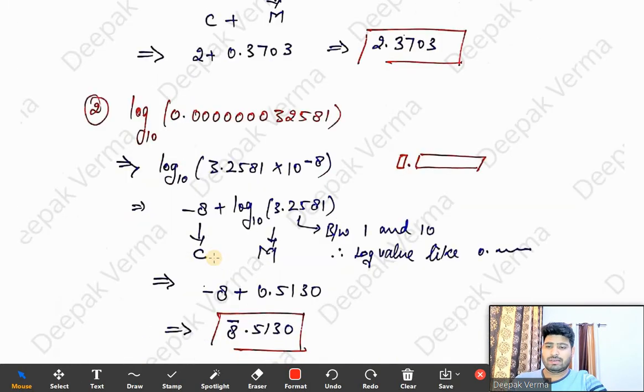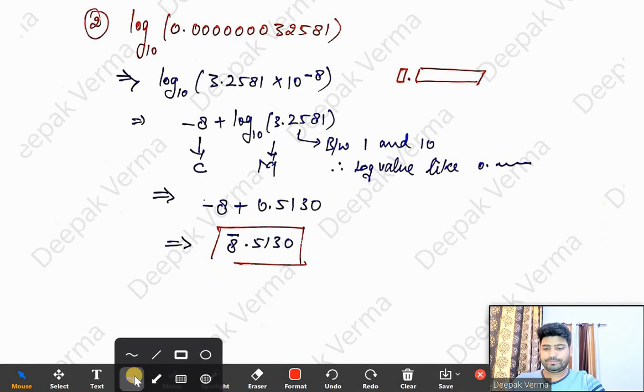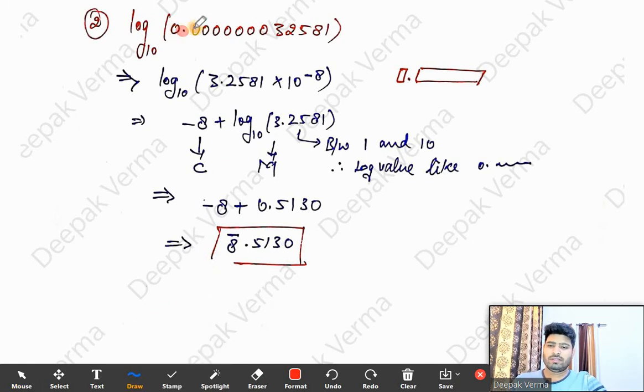Let us do one more example. If we have a number like 0.00000032581, first of all we have to write it in scientific notation. So we will shift this decimal towards the right after 3. How many places have we shifted this point? How many zeros do we have? 3 plus 3, 6, 7, 8. So we have shifted 8 places. We can write it down as 3.2581 times 10 to the power minus 8.